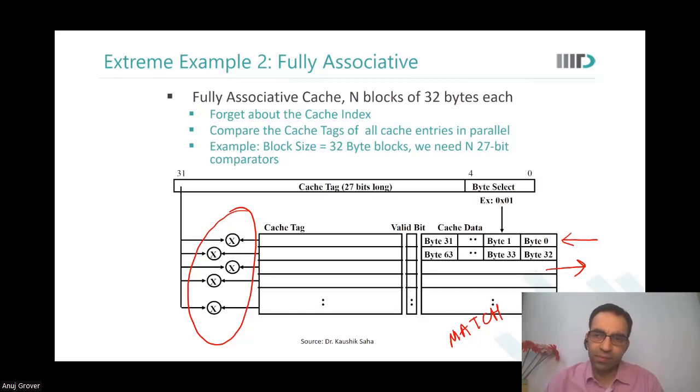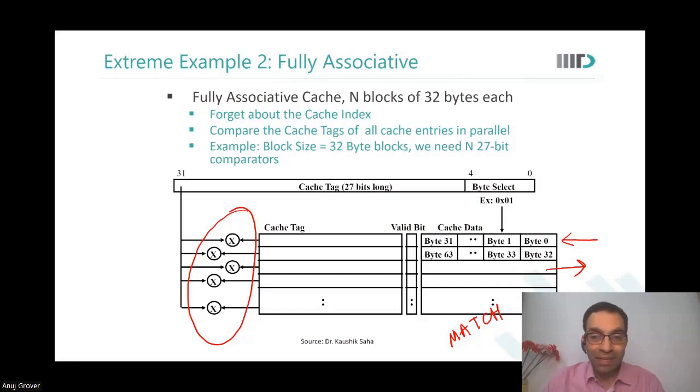Okay, what else? So power also, I think. Yeah, see, power also will be very high, because now instead of just comparing one word, you are comparing as many tags as there are lines. So not only has the area increased because you need so many parallel comparators, now all those parallel comparators are also operational. They are consuming power. Overall, at the system level, the miss penalty reduces because the number of misses is fewer. Therefore, it may have a better overall effective access time, but at a huge cost of area and power.